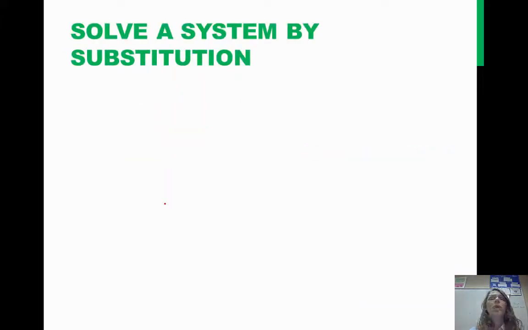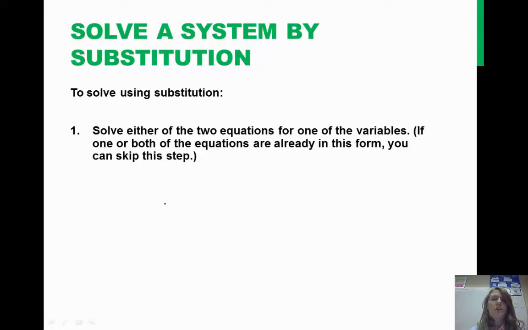Okay, so now I want to talk about solving a system by substitution. There are several steps involved, and you may want to write these down. To solve by substitution, you first need to solve either equation for one of the variables. So it'll be like either y equals something or x equals something. If one of them's already solved for one of the variables, you can skip the step.